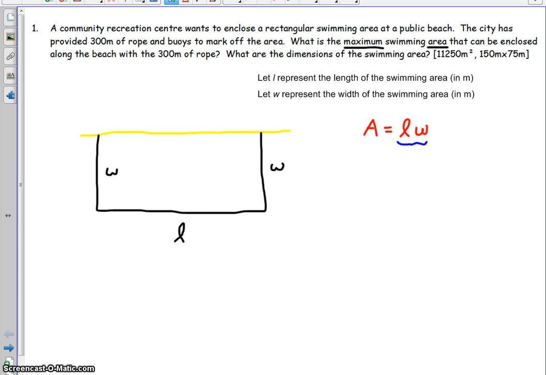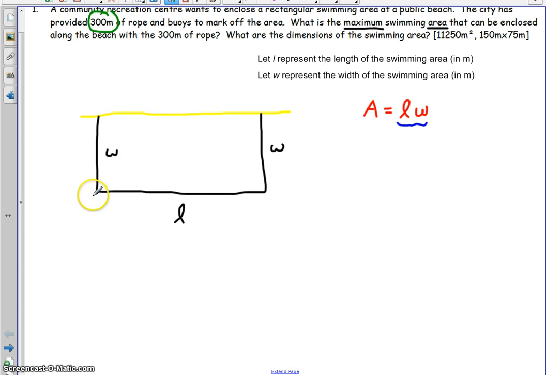The only information we haven't used yet in the problem is that we have 300 meters of rope. So we have 300 meters of rope to enclose this entire area. The 300 meters is going to make up the length and both widths. So L plus 2W is equal to 300. And with this information, we can actually isolate one of the variables. It doesn't actually matter which one, but usually you want to isolate whichever one's easier.